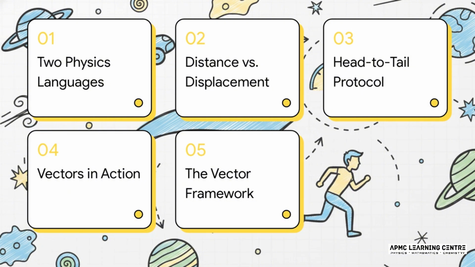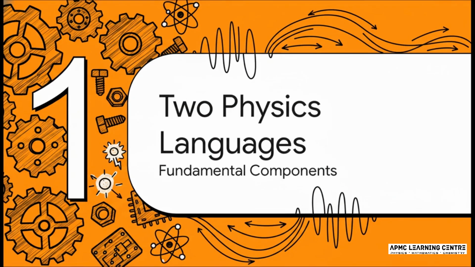We'll start with the two basic languages of physics, then see how they help us define a journey. After that, we'll get into the head-to-tail protocol. That's the universal rule for combining vectors. See it in action, and then we'll step back to admire the complete framework we've put together. Okay, first things first.